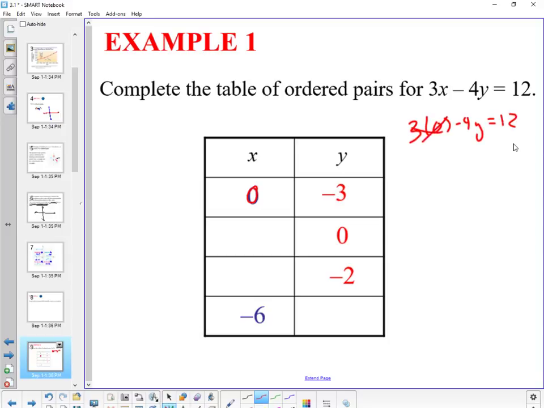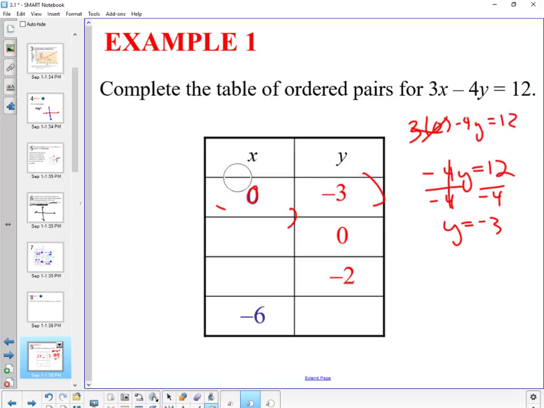3 times 0 is gone. That's going to give me negative 4y is equal to 12. And of course, once I use my division property of equality, I find that y is negative 3. And that's why I've written a negative 3 in my y part. So yes, if you do have a two-column table, all they are is ordered pairs in two different columns. So you put all the x's together, all the y's together. Okay? Should be nothing new, right?